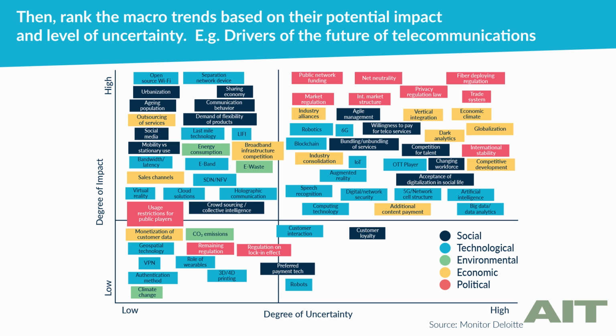Multiple trends might relate to energy consumption, which is in the top left-hand box. It might be based around the bundling or unbundling of services, or industry consolidation, which is on the right-hand side. It might be CO2 emissions, which is in the bottom left-hand corner. Customer loyalty is in the bottom right-hand corner. But for scenario planning, the key thing is the top right-hand corner.